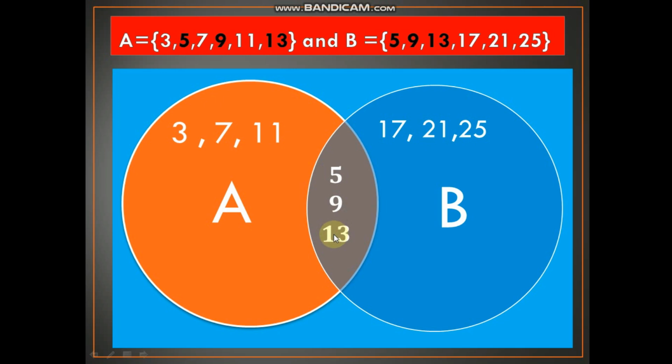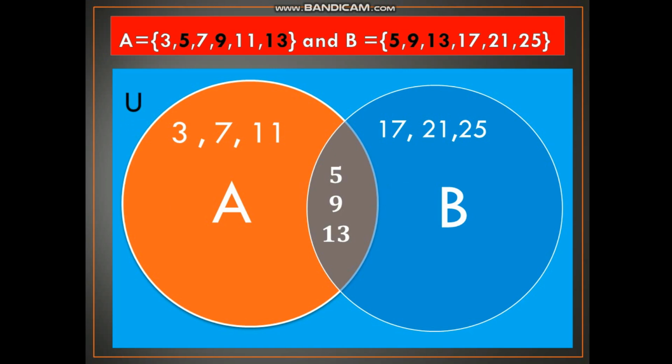13 is already written here, 5 is already here, and 9, so 6 elements in total: 1, 2, 3, 4, 5, 6, with 3 elements here and 3 elements here. So we have written the complete 6 elements, and there are also 6 elements in set B. 5, 9, 13 is the common area, so we write the common elements in the common area, and this area is not common, so we write here 17, 21 and 25, right? So what is the property we have to study?